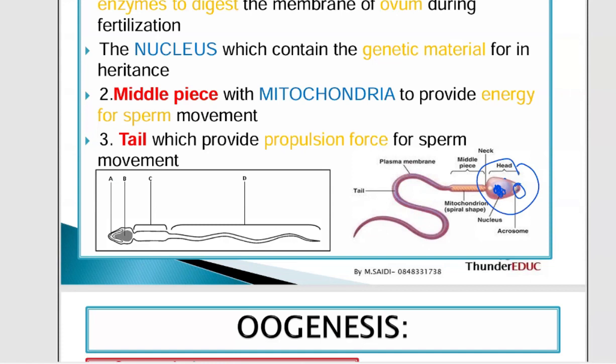The acrosome contains enzymes which digest the membrane of the ovum so that fertilization can take place. After digesting the membrane, the nucleus can move from the sperm into the nucleus of the ovum, so that it forms a double nucleus. When I say double nucleus, I mean 2N. Remember, sperm is 1N and ovum is 1N. When they combine, you form a zygote, which is 2N.